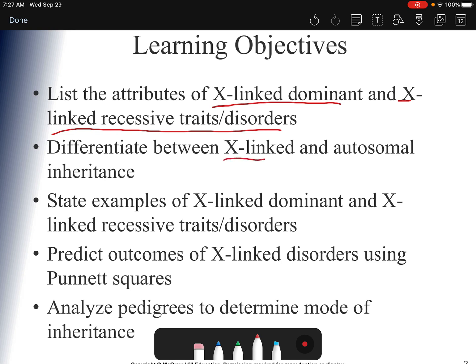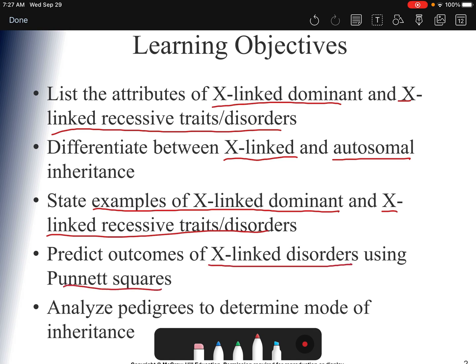Differentiate between sex-linked or X-linked inheritance and autosomal inheritance. Look at some examples of both X-linked dominant and X-linked recessive traits or disorders. And then predict the outcomes of X-linked disorders using Punnett squares and also looking at pedigrees to determine the mode of inheritance or transmission.